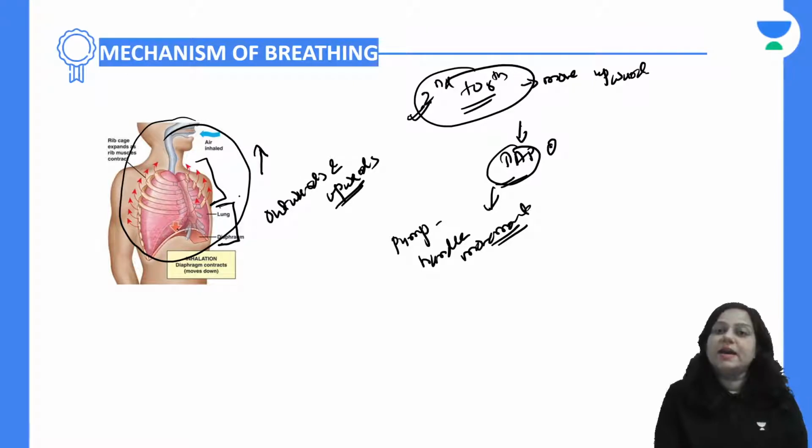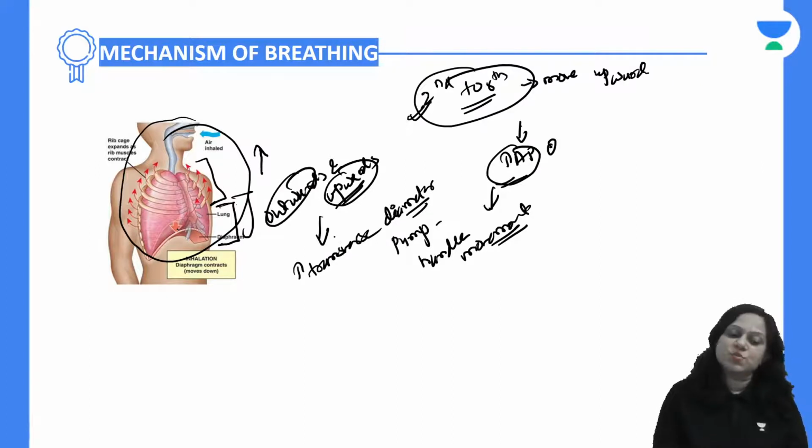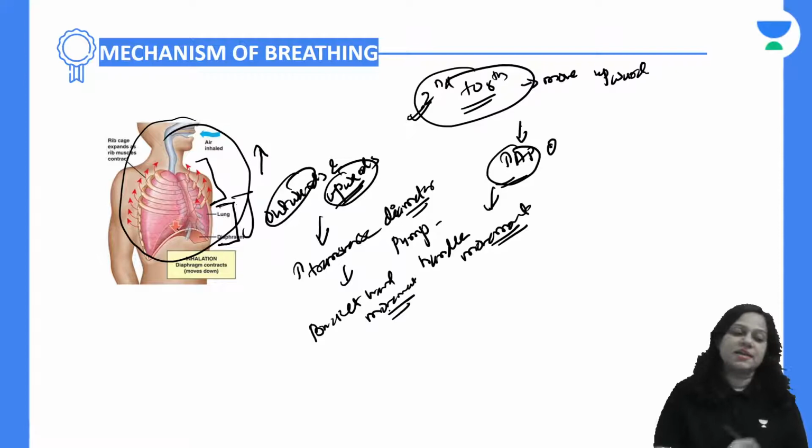And for the lower ribs, they will move outward and upward. So it will cause increase in the transverse diameter. This is bucket handle movement.